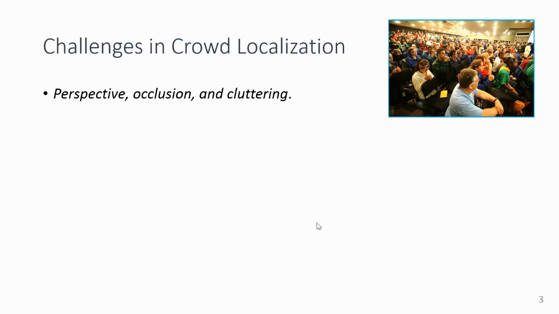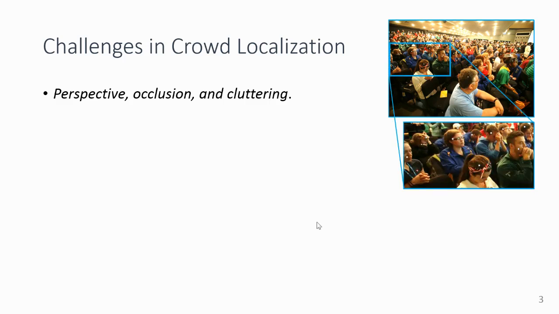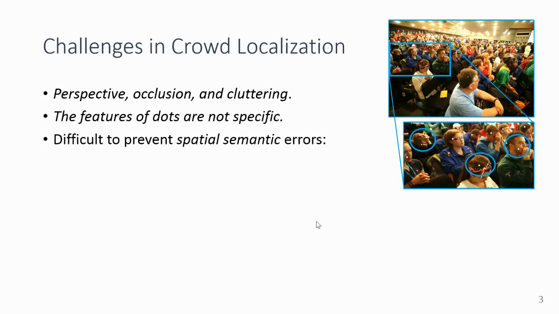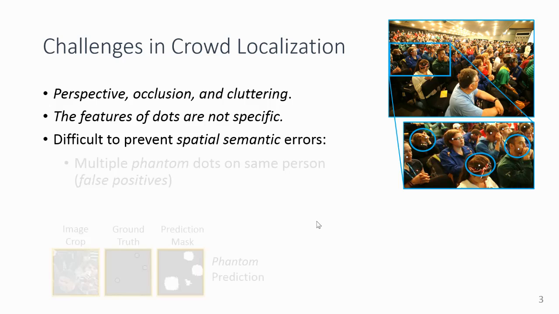There are several challenges in crowd localization. Perspective, occlusion, and cluttering are some of the fundamental challenges in a crowded scene. If we look at the zoomed-in image, we see that the ground truth dots can be randomly perturbed as long as they are on the target instances. It can be on the hair, on the cheek, or even on hands, and so the features of the dots are not specific. With this kind of supervision, it is difficult to prevent spatial semantic errors.